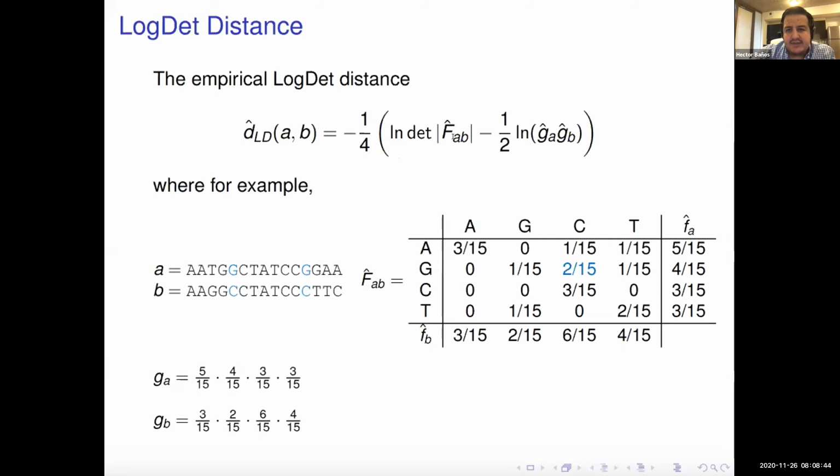That is the matrix that we have to take the determinant of, and then the logarithm of that. And then we have two numbers, G_A and G_B, which are the product of the marginals of the site pattern frequency matrix, which, when you add up, just represents the proportion of adenines in A, the proportion of guanines in A, etc. The product of those entries of the row marginalization and column marginalization will be G_A and G_B respectively.